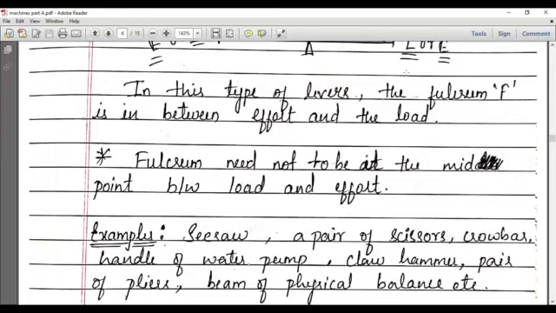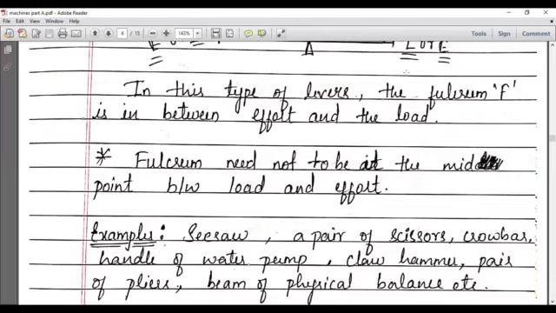When the ideal class 1 lever has effort arm shorter than the load arm, what happens? Mechanical advantage and velocity ratio will be less than 1. Such levers are used to obtain gain in speed because velocity ratio less than 1 implies that distance moved by the load is greater than distance moved by the effort. For example, scissors whose blades are longer than handles. One more example, a long handle oar used for rowing a boat.